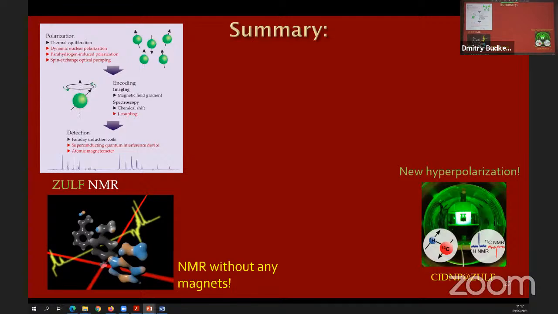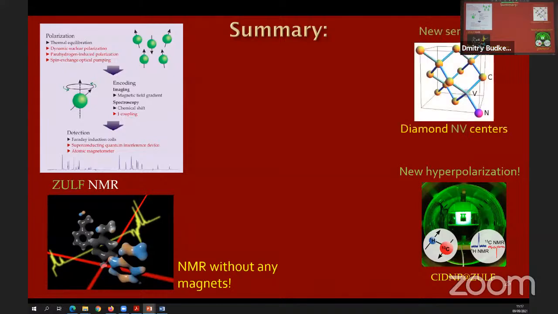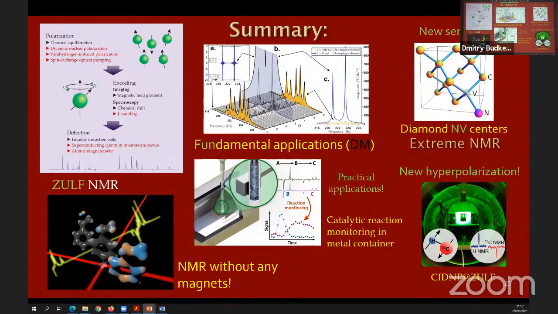Then we talked about chemically induced dynamic nuclear polarization. We mentioned NV centers here as interesting players that may enable extreme NMR, and we talked about monitoring chemical reaction inside a metal container, and we started our discussion with talking about how to use zero field NMR to look for dark matter, and this is the dark side where we're going to go next after we see if you guys have any questions.